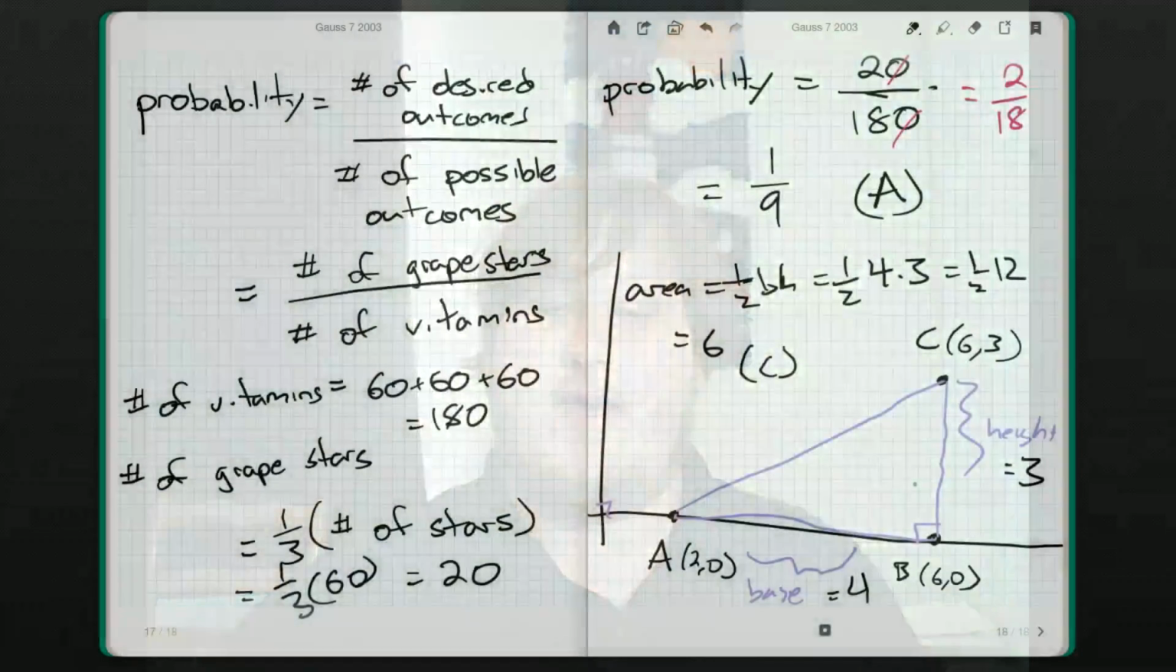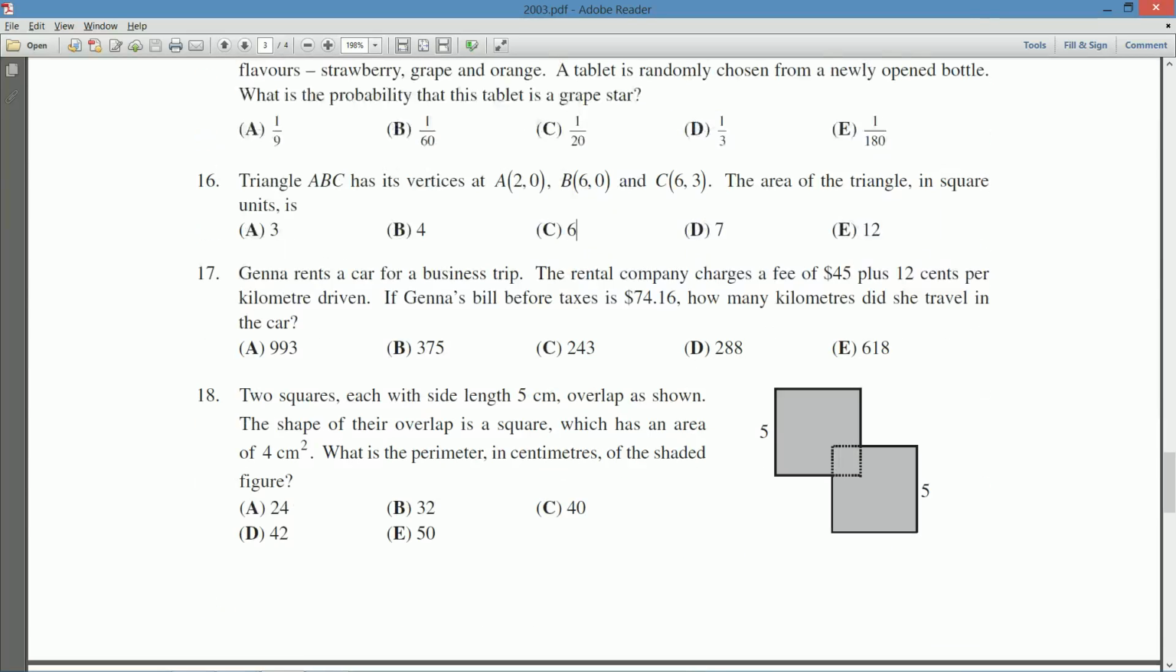So however you did it, C is the answer. We get 6 square units. That's great. And we look ahead to question number 17, which we're going to tackle in the next video.